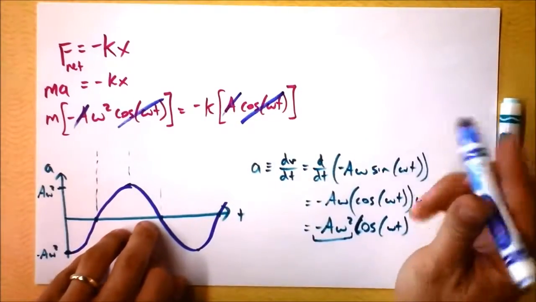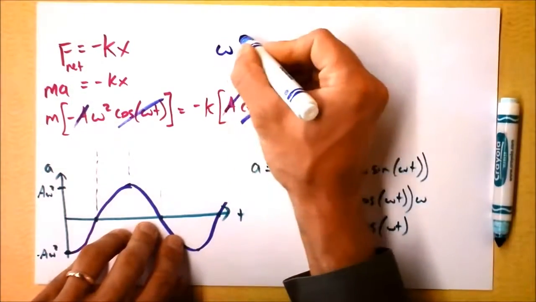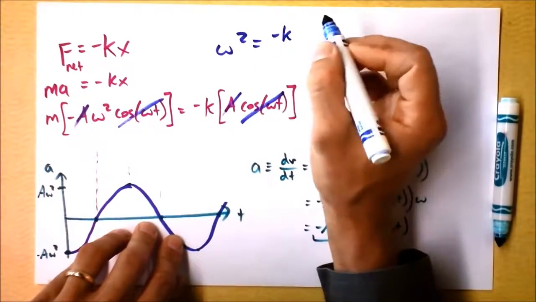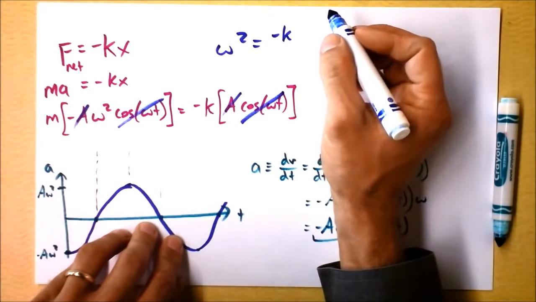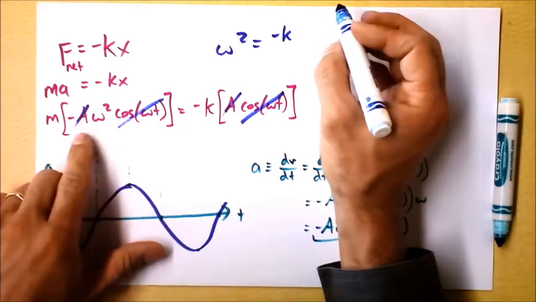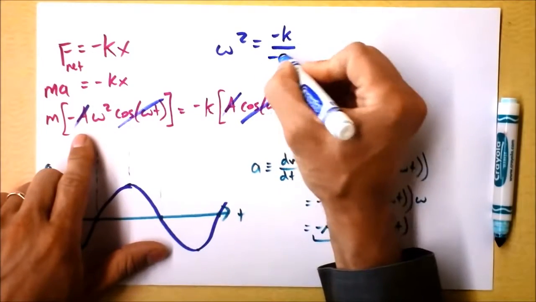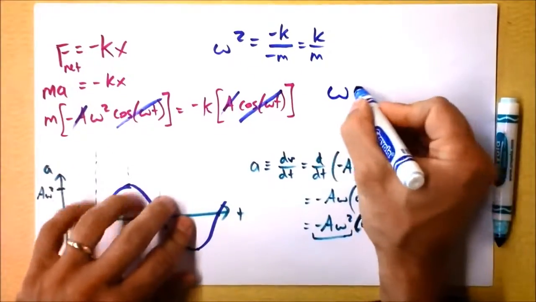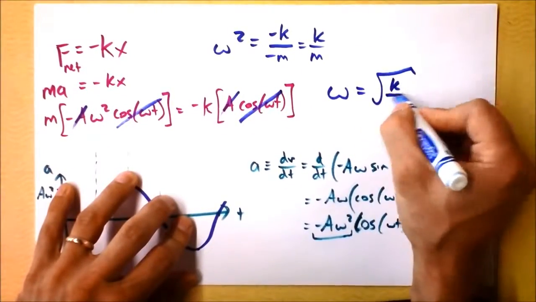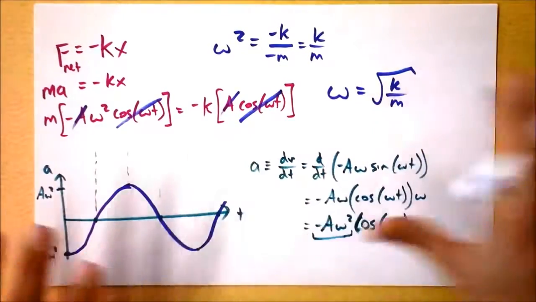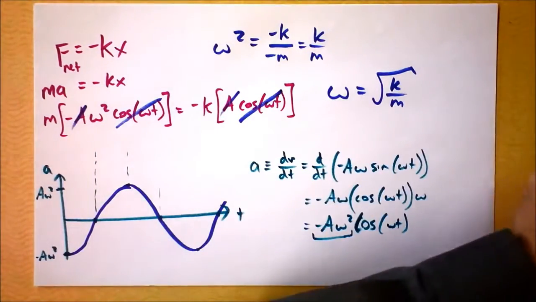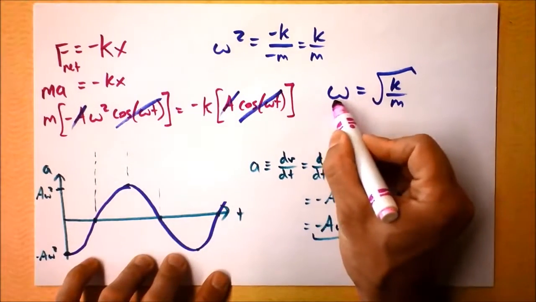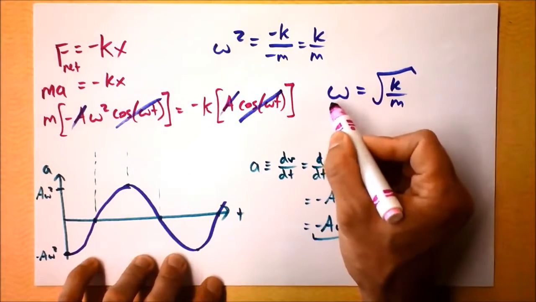And you can do yourself a little bit of algebra and conclude that omega squared is equal to negative k, oh, wait a second, negative k divided by negative m, which is just k over m. So omega is the square root of k over m. If we were to put all this together and make one awesome equation, do you understand the significance of what we've just done? We found the angular frequency of a mass on a spring.